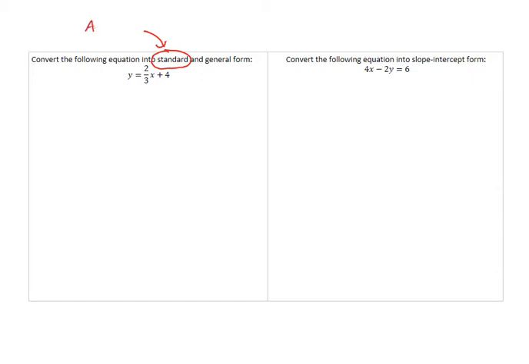Standard form is a form that looks like some positive integer a multiplied by x, so a has to be a positive integer, plus any integer b multiplied by y, plus c equals 0. So that is the standard form of a linear equation. The general form is very similar, except the constant c is on the other side of the equal sign. So it looks like ax plus by equals c.